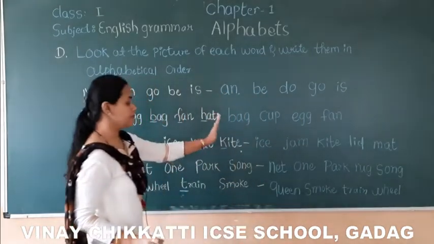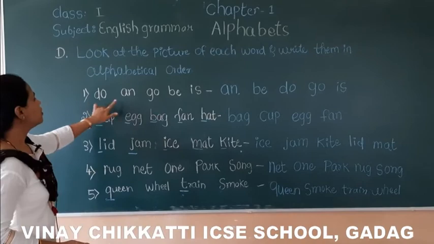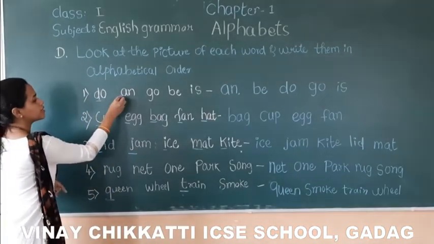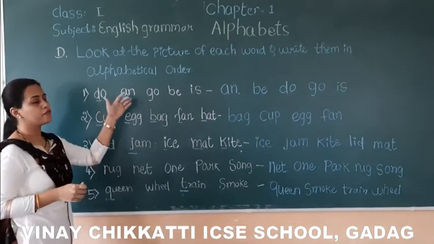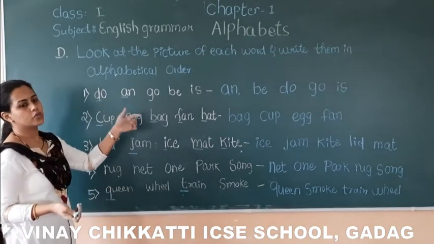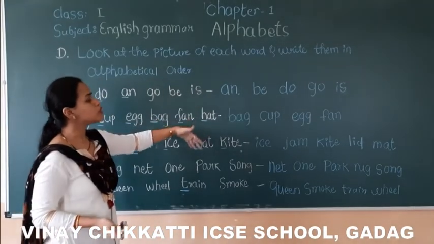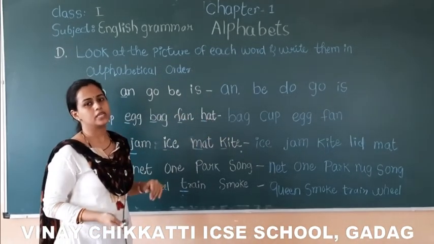So, these are in alphabetical order. So, you just see the first letter, which one will come first. You have to tell the alphabets first, then you get to know which one will come first. Okay, what you wrote, this is called alphabetical order.